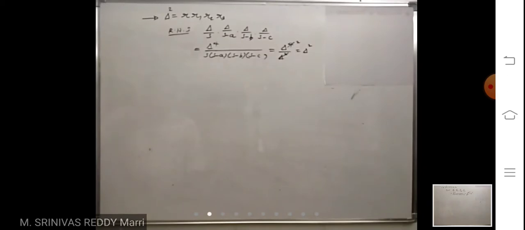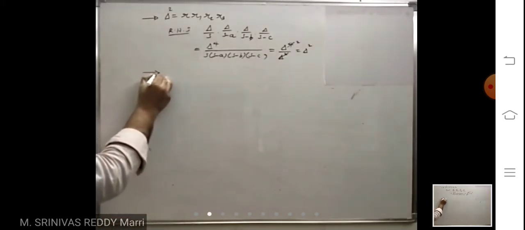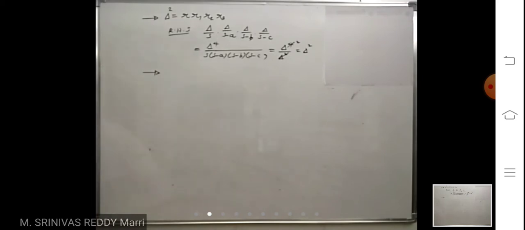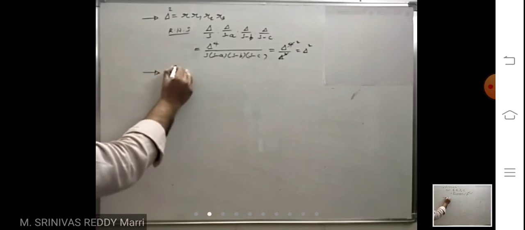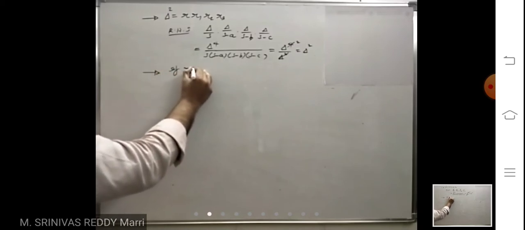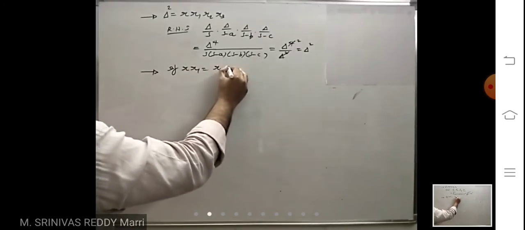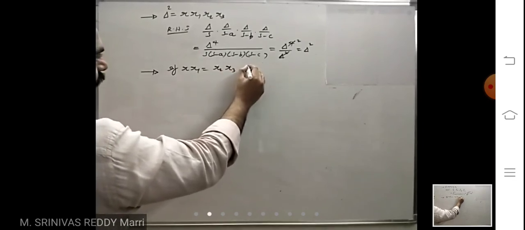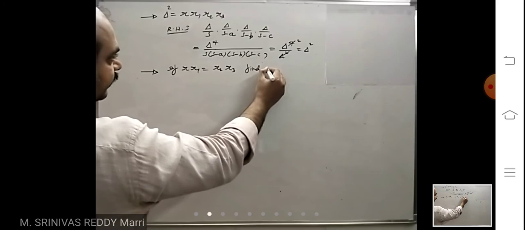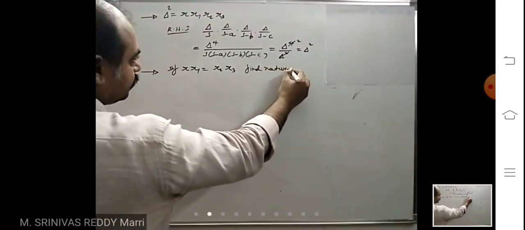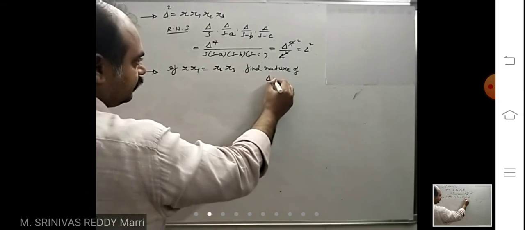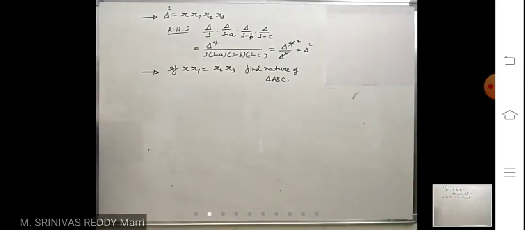Look at one problem. How to apply the formulas, we will see. Given that R1 equals R2 equals R3, find the nature of triangle ABC.